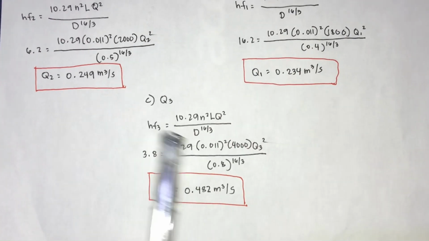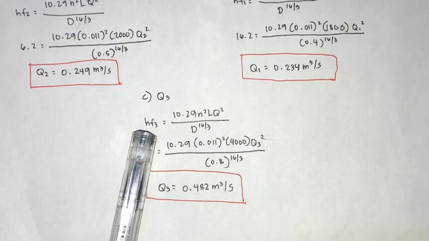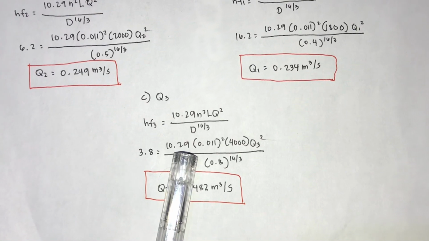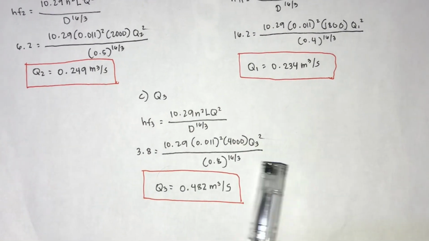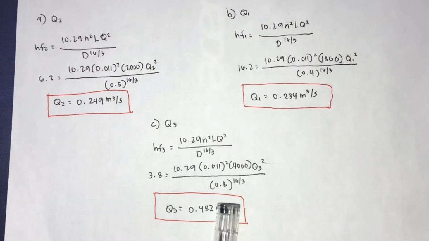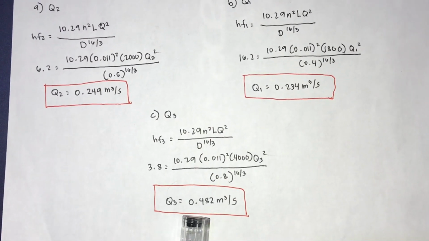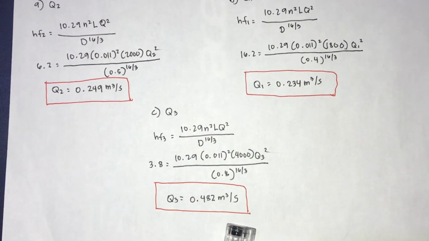So last one is the discharge in pipe 3. Using the same formula, HF3 is equal to 3.8 equals to 10.29 times the coefficient times the length times the unknown all over the diameter. So Q3 is equal to 0.482 cubic meters per second.